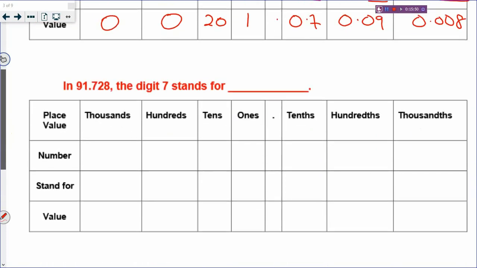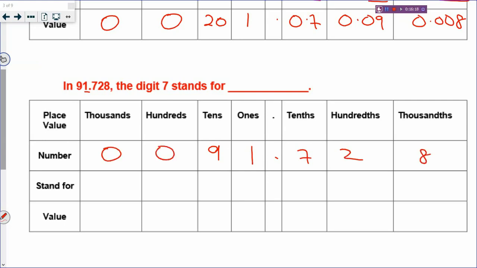And another example. So what does the digit 7 stand for? If you're not sure, don't worry, fill in the boxes. But how to fill in? Look at the digits in front of the decimal point. What do you see? You see the digit 1, which is in front of the decimal point. And what place value is that? It is ones. Okay? And then you put your other digits accordingly. So you have 91.728.